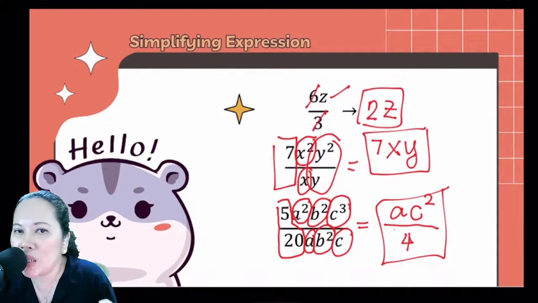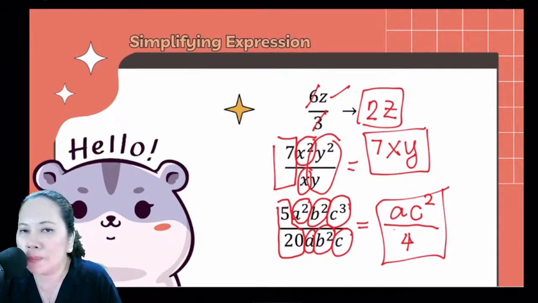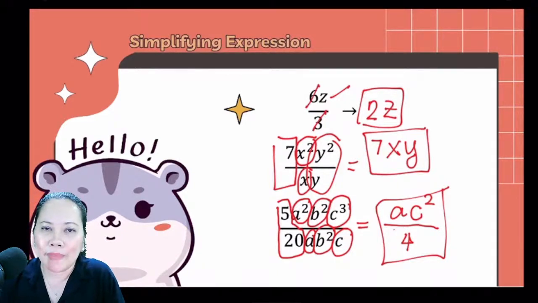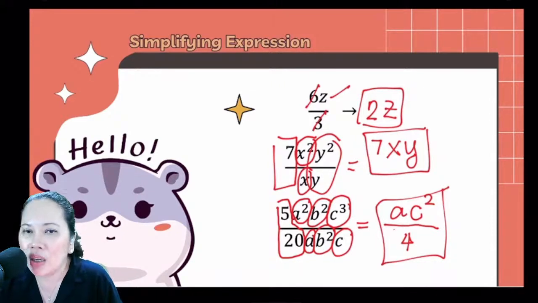I hope there's no question before we proceed to the next one. Hello, Tokushima.